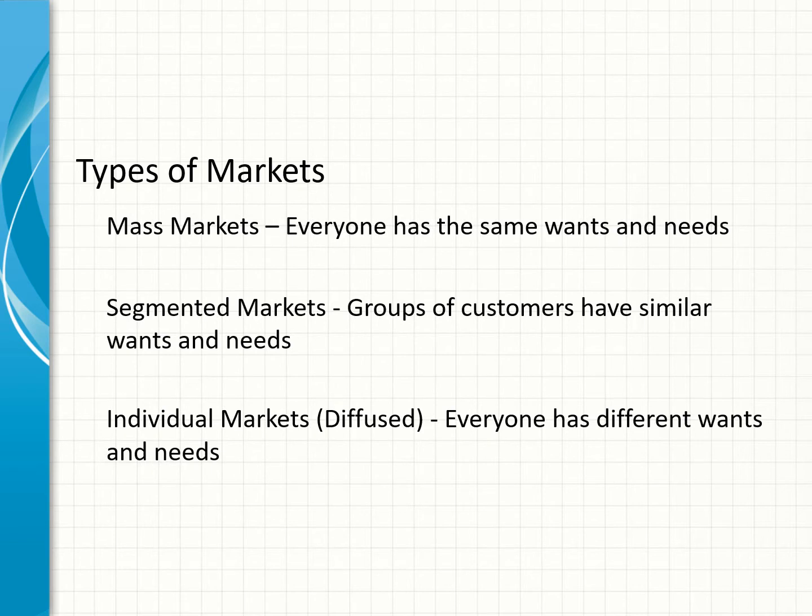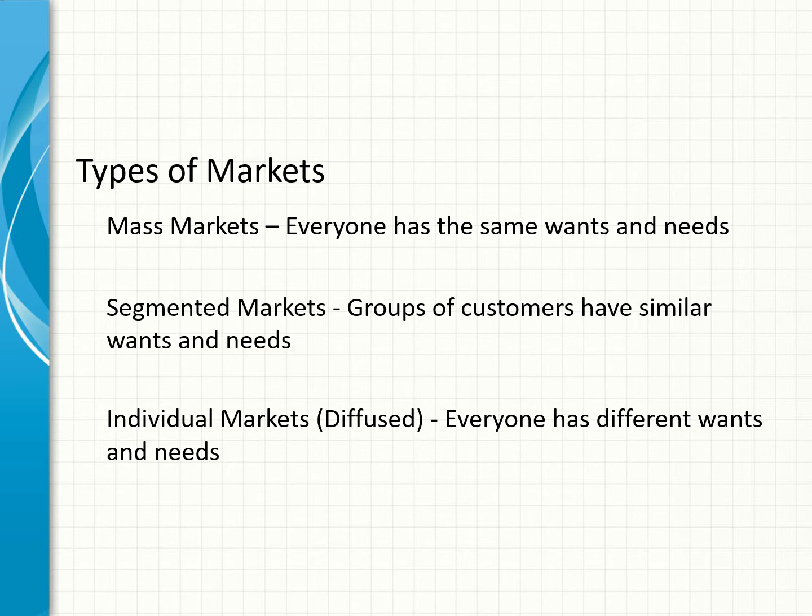Now, one of the questions about segmentation is, well, Jack, segmentation is great. We're going to break the market down into homogeneous groups of demand, but that's not the only way to do business. And the argument has been made that there are in fact 3 types of markets: mass markets, where everybody wants the same thing; individual markets or diffuse markets, where everybody wants something different; and then segmented markets, where similar groups of people will have similar wants and needs. So let's take a look at this.